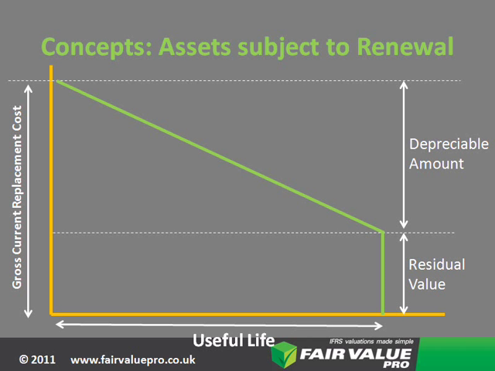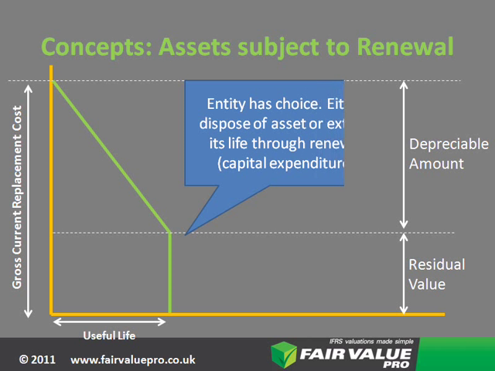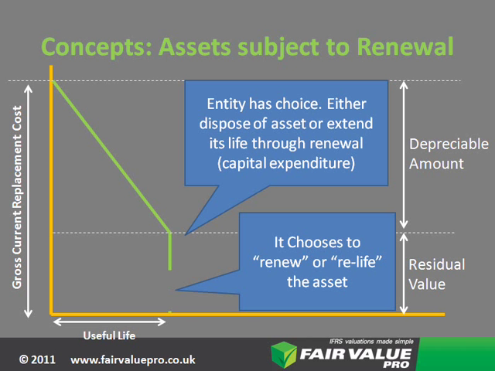Let's just now have a look at these concepts as they relate to cyclical maintenance assets. We will shorten the timescale so that we can see the full asset life cycle. Once the asset reaches the point where it is no longer available for use, i.e. the end of the useful life, the entity has a choice. It can either write the asset off or renew it through capital expenditure. Once the renewal is completed, the old asset has essentially been disposed of and a new asset with new useful life created.